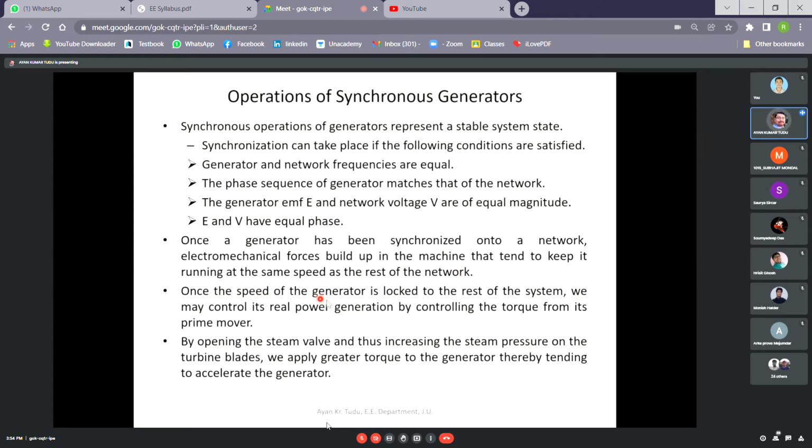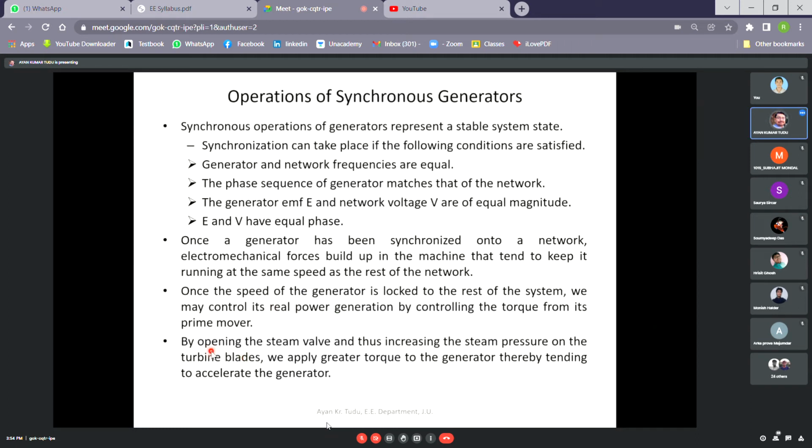Once the speed of the generator is locked to the rest of the system, we may control its real power generation by controlling the torque from its prime mover. টর্কটা কন্ট্রোল করছি, মানে আমরা কোনটা কন্ট্রোল করছি? What are we controlling? Mechanical input power. Correct? We are controlling the delta value. So if we control the delta value, the real power can also be controlled.